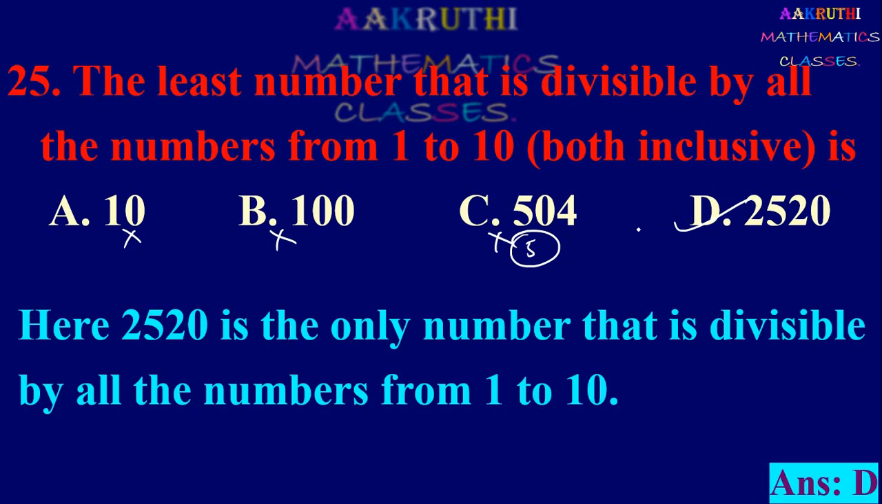So here we have to find a number which is divisible by all the numbers. That is, the number should be divisible by 1, 2, 3, 4, 5, 6, 7, 8, 9 and 10. So here 10 is not divisible by 3. 100 is not divisible by 3. 504 is not divisible by 5. And 2520 is divisible by all the numbers. So therefore correct option is option D.